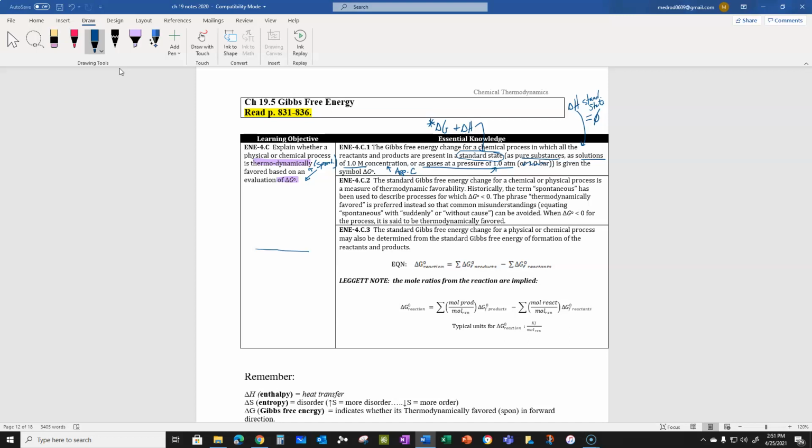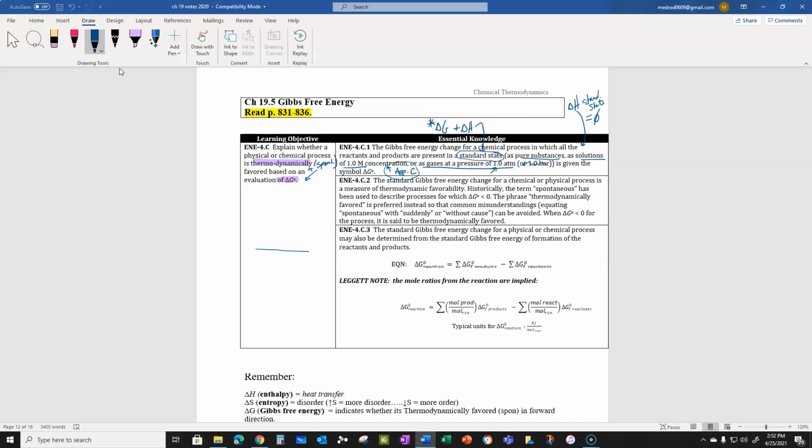Gibbs free energy change for a chemical process in which all the reactants and products are present in standard state. Now you get a little bit of love here. Remember when delta H, that standard state, all of those values were 0. Sodium as a solid, 0. Cl2 as a gas, 0. Delta S, nothing. No, we couldn't do that for delta S. But for delta G, it has to be even more specific. So at delta G, standard state, anything in its pure elemental form, but the concentration has to be 1 molarity.